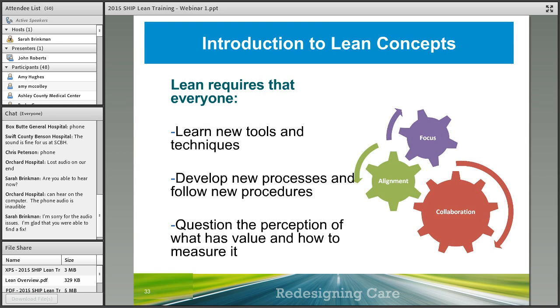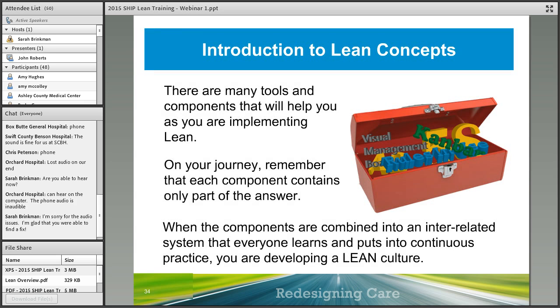Again, lean requires that people learn new tools and techniques, that they develop new processes and procedures, and they begin to look at how to measure value. And those are all important parts of this movement to lean. And again, we're going to look at some of the tools that are in the lean toolkit.